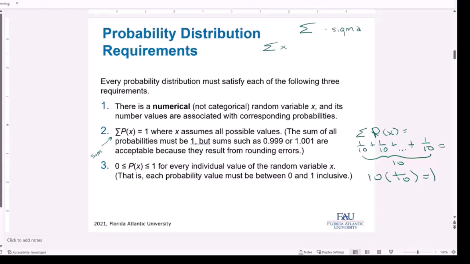But sums such as 0.999 or 1.001 are acceptable because they can result from a rounding error. All probabilities are between 0 and 1 for every individual value of the random variable.